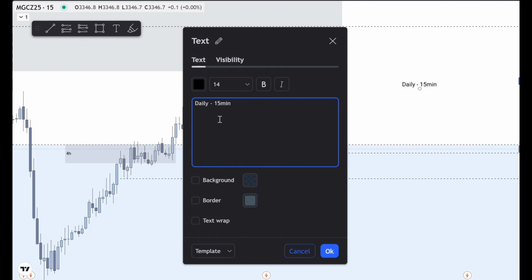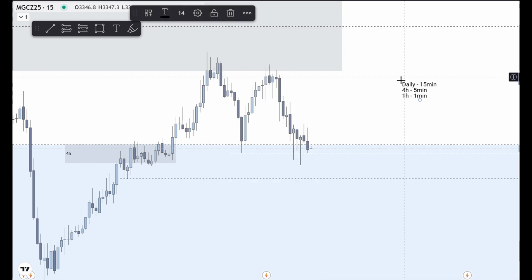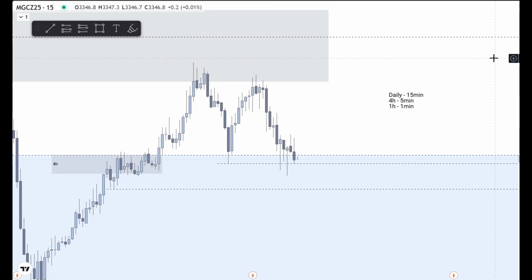I'm not saying everyone does this. This is just what I've tested and backtested, and that's what my strategy is based on. It's only personal, so you can do whatever you want. This is how I trade based on what I've tested. And for the 4 hours, it would be the 5 minute, and then the 1 hour would be the 1 minute. There you go.